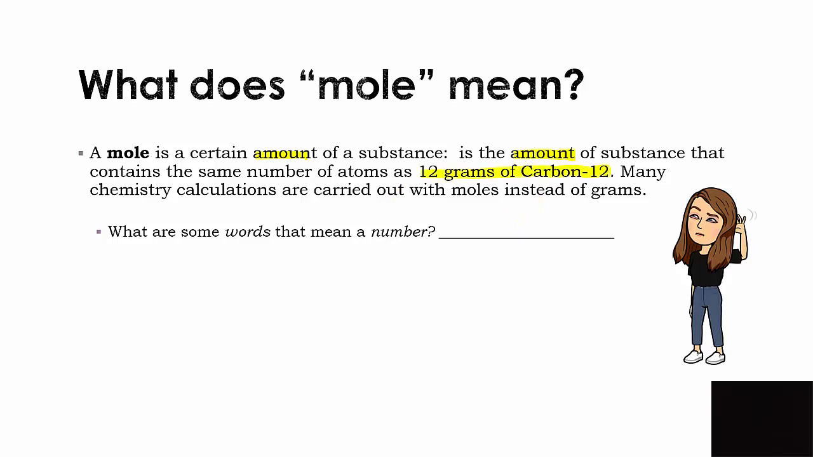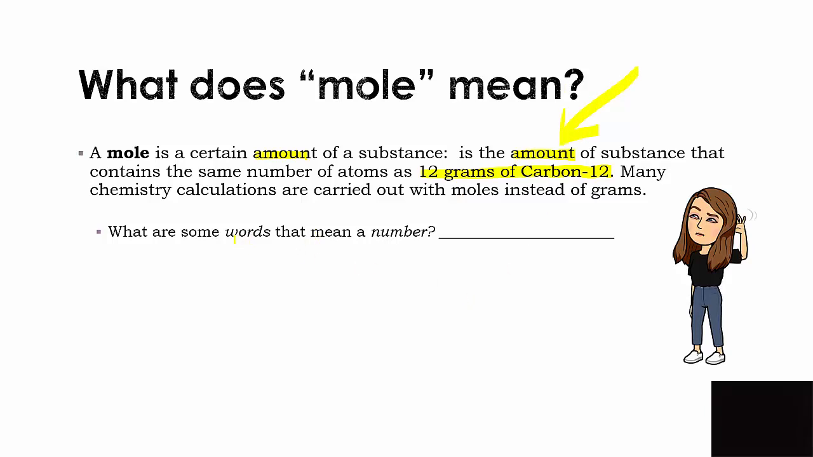Now, this is not going to be the most important thing to remember, that a mole is the same amount of atoms as 12 grams of carbon-12, but we'd like you to know that it's not totally random where this number comes from. A lot of chemistry calculations are going to be carried out with this unit called moles instead of grams. And again, a mole is an amount.